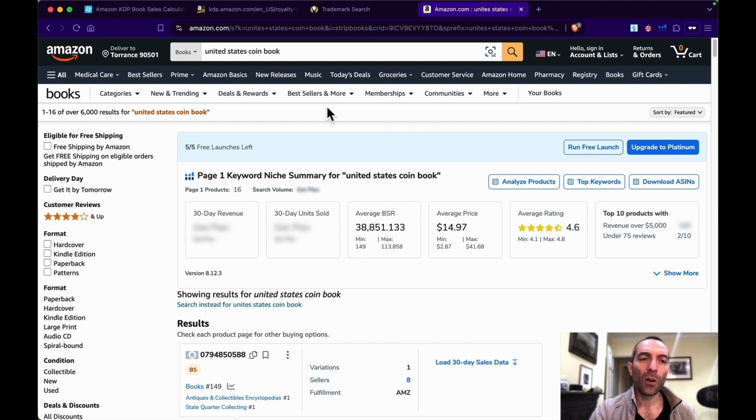Now, when we are on the actual Amazon page, I want to have, as you can see here, a postcode from Amazon.com. Obviously, if you're in the US, that's fine. If you are in any other country, make sure you put Amazon.com with a US postcode over there.